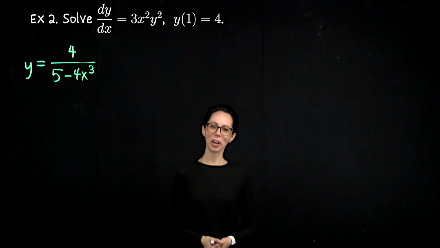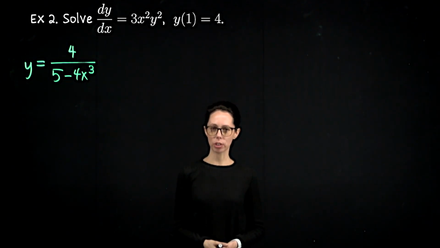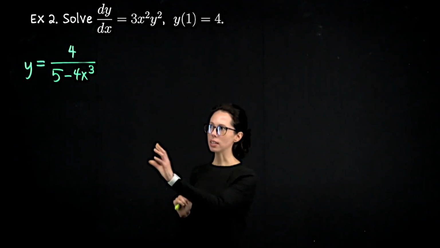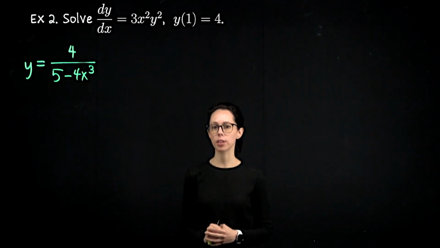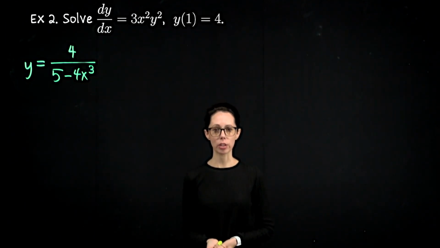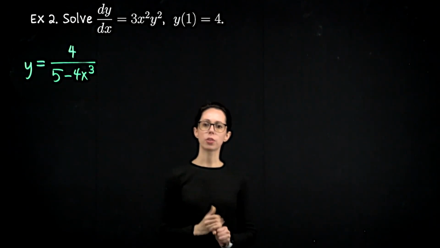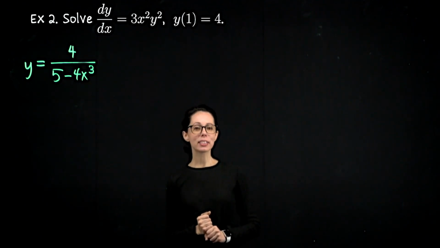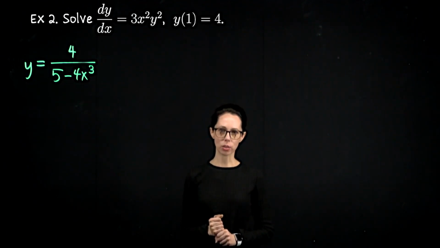Okay, let's check our work. That's one nice thing about solving differential equations like separable differential equations: at the end, you can see if you've done the right thing. So you can check, does this function, y equals 4 divided by 5 minus 4x cubed, solve the given differential equation? We've already verified that when x is 1, y is 4. So the right-hand side of the question that we were given is satisfied. But does this also satisfy that dy/dx is 3x squared y squared?